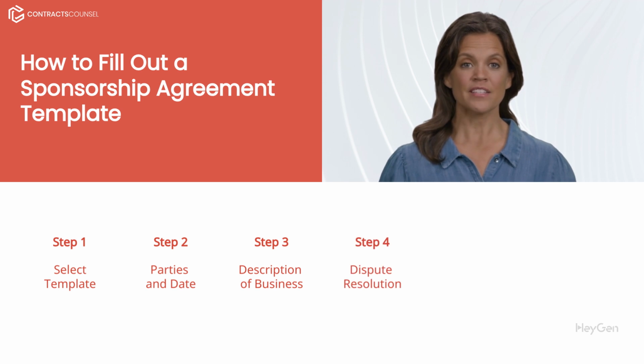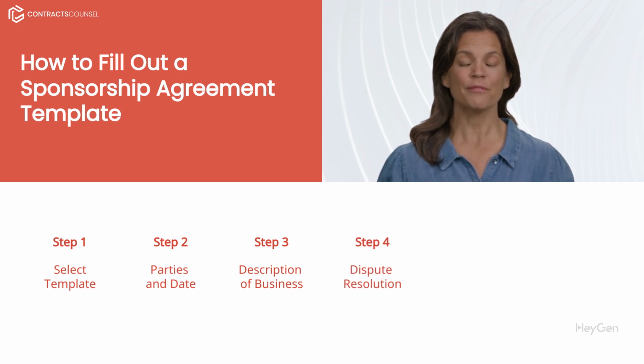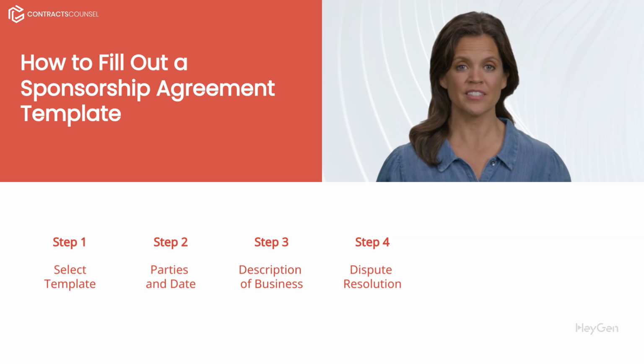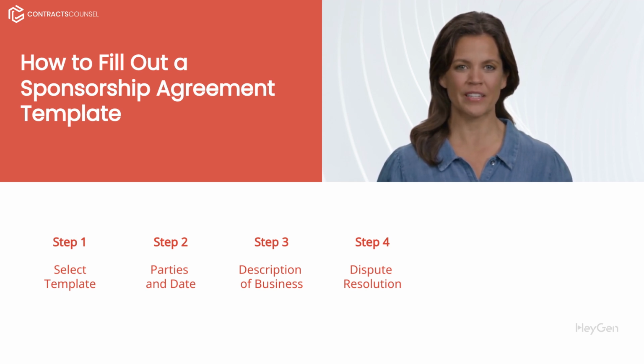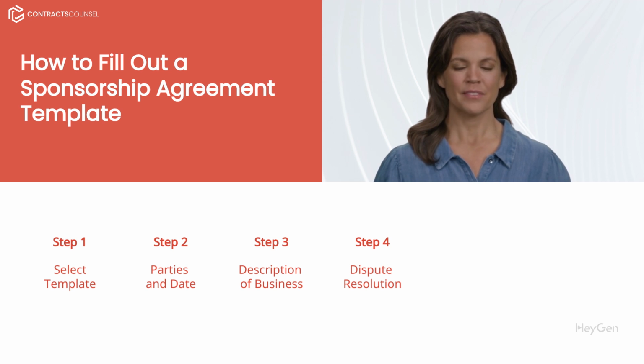Step 4. Dispute resolution and choice of law. The next step is to fill out the fees to be paid by the sponsor and any payment schedules or additional payment terms. This is essentially where you make clear what the financial or in-kind support is to be provided by the sponsor.